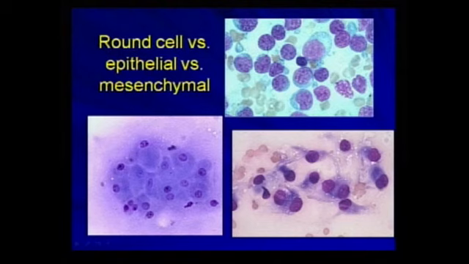Cells that come out in clumps are generally cells that are stuck to each other. And these are epithelial cells. Remember, epithelial cells have desmosomes, and they're sort of locked to each other. They're often locked to a basement membrane, and they come off as clusters or rafts of cells.